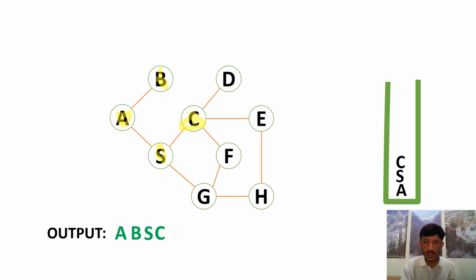C has D, E and F as adjacent unvisited nodes. So alphabetically we will push D onto the top of the stack, add it to the sequence, and mark it as visited.